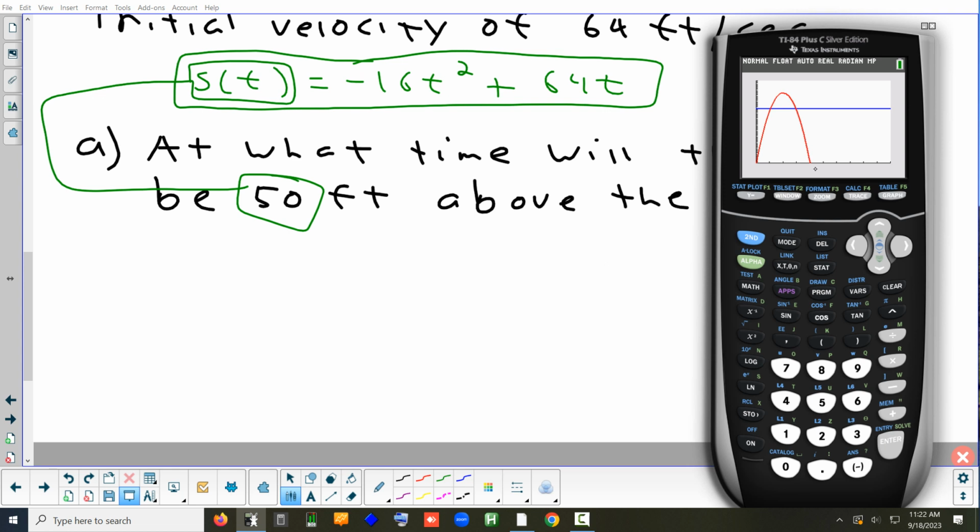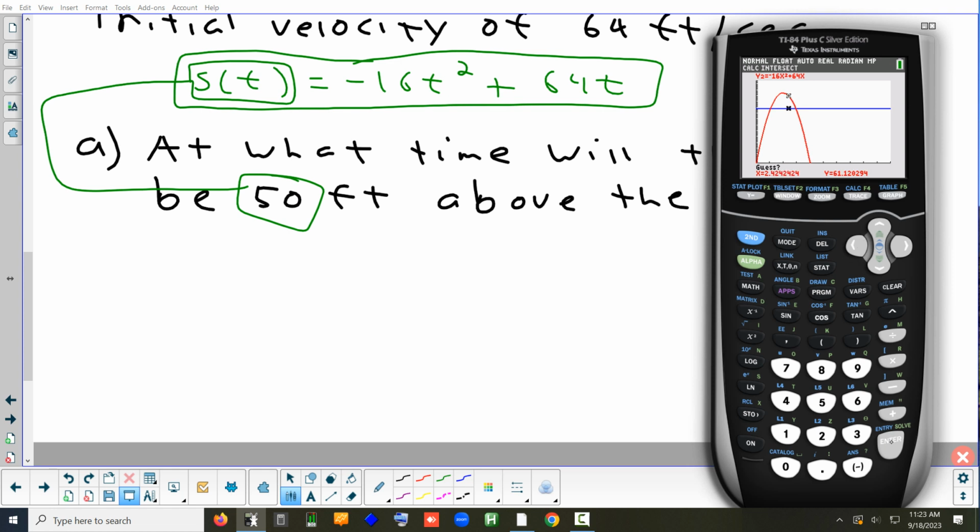Does anybody remember from last week, if you go to second calc, there's an option here we can use to figure this out? Yeah, it's the intersect. Did we talk about intersect last week? Yes. Okay. So I'm going to do the one on the left. Someone else can do the one on the right. The first thing you have to do is put your cursor anywhere on the blue line. It doesn't matter. And just hit enter. Then put your cursor anywhere on the red parabola. Again, it doesn't matter where you put it.